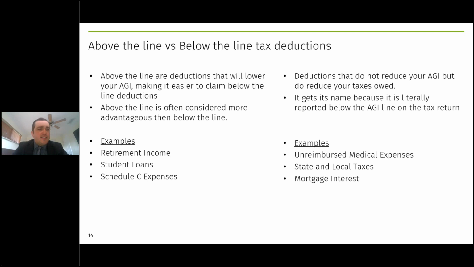So if you have things like retirement income, student loans, even Schedule C expenses, which I know is a little bit out of our scope, I just wanted to put it on there just to give you a broad, comprehensive view of above the line deductions. This is actually going to reduce their adjusted gross income.